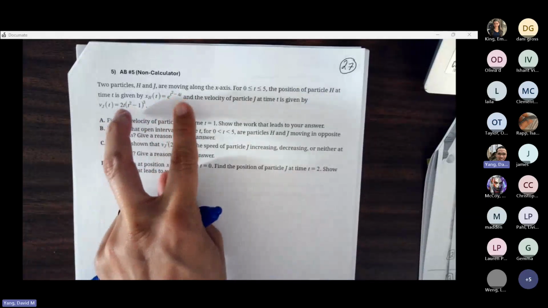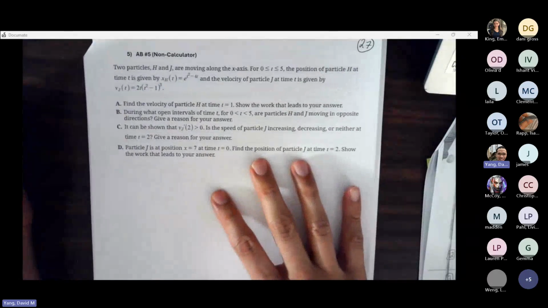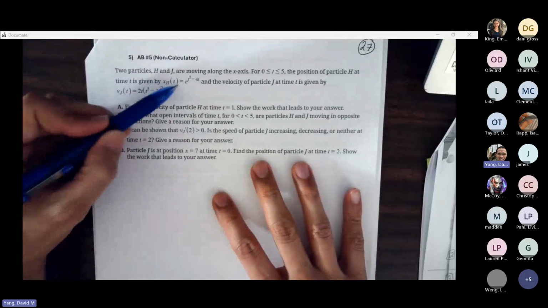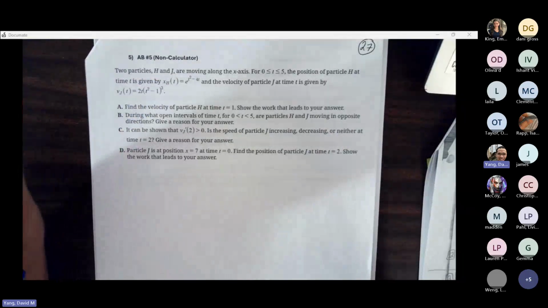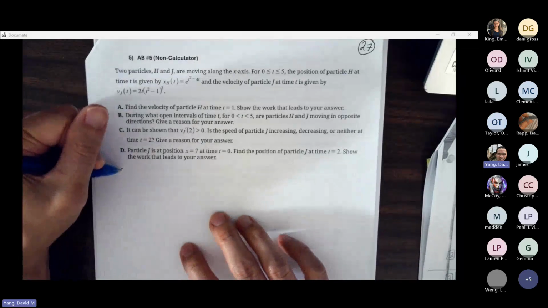Okay, so just keep that in mind. They're not giving us position of both of them. They're purposely giving that staggered information so that we can see if we can keep track of the different relationships. Okay, so part A.